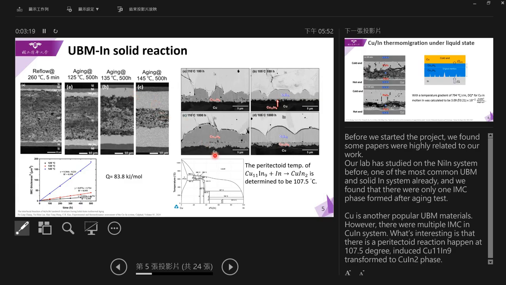The other team, led by Professor Gao, studied the copper-indium systems. However, there are multiple IMC phases in the copper-indium phase diagram. What's interesting is that a peritectoid reaction happens at 107.5 degrees Celsius, in which the copper 11 indium 9 phase transforms into the copper indium 2 phase.